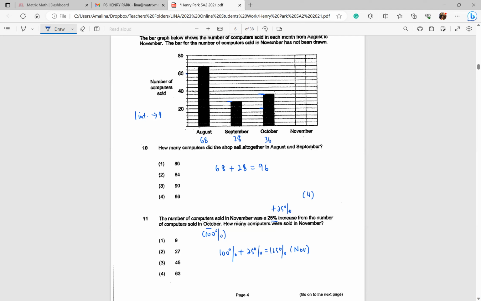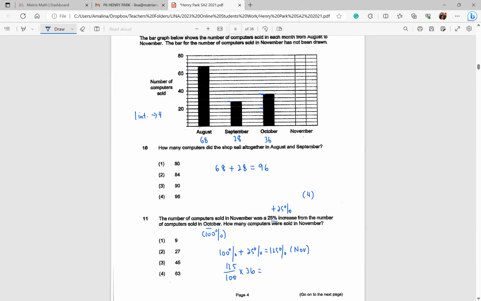So how do you find 125% of your 36? Okay, so 125% is 125 over 100. And then you multiply this by your 36. Okay, so please do your multiplication.